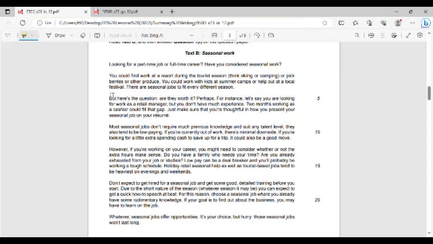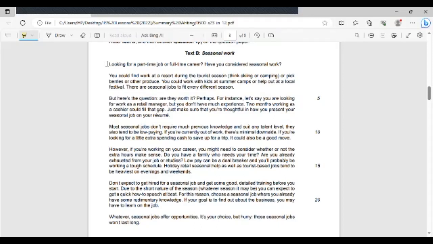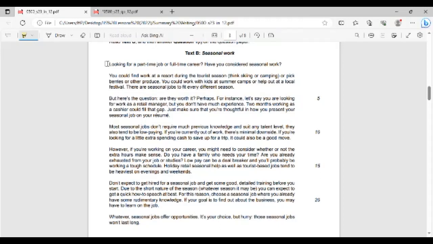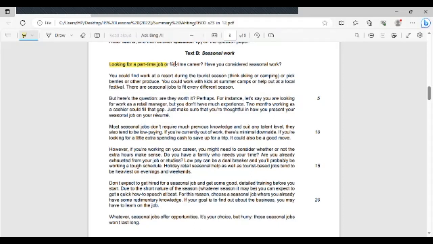One of the things I see in this first paragraph is an implicit point. If the writer begins with a rhetorical question, looking for a part-time job or full-time career, have you considered seasonal job? One point is obvious here. However, it's not explicitly, it's not clearly stated, it's not directly stated. Rather, it is stated indirectly in a subtle manner. It is implicit. And the point is that it says looking for a part-time job or full-time career, have you considered seasonal work? So the point here is that seasonal work could be part-time or full-time.